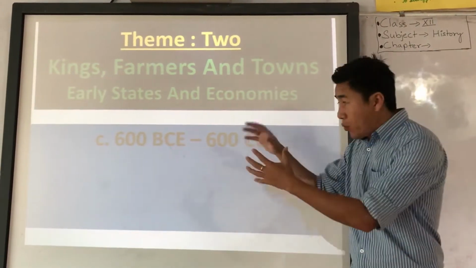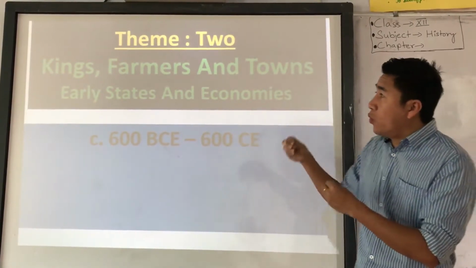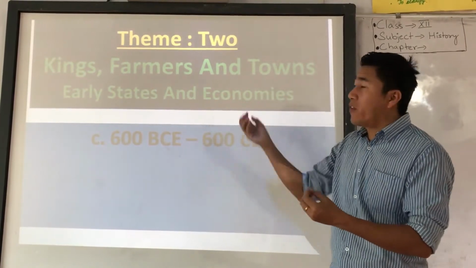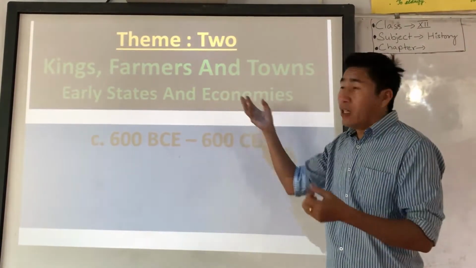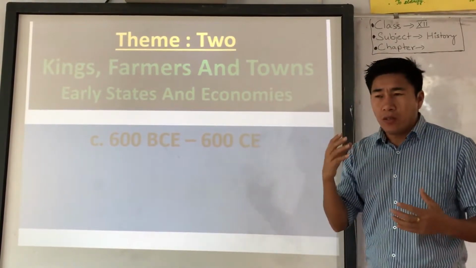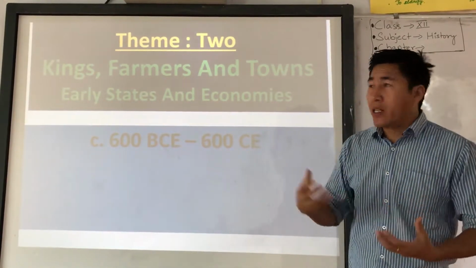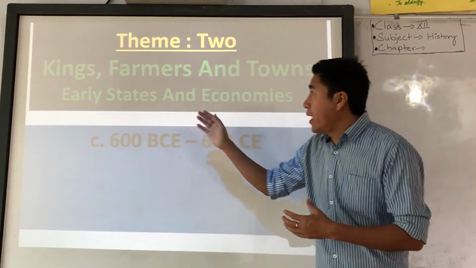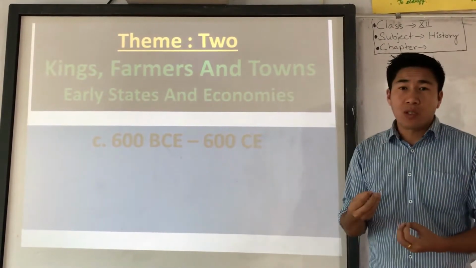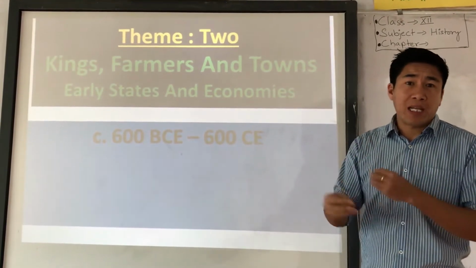Understood? So between this period of 1,200 years, we are going to study about the kings of ancient India, and we are going to study about different kinds of farmers and the development of agriculture. Then we are going to study about different kinds of towns that emerged during that period, right, in early states and economies. We are going to study about business relationships, and we are also going to study about different kinds of coins and different kinds of economic activity.